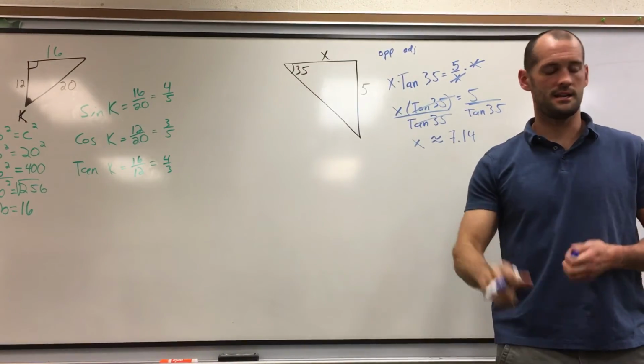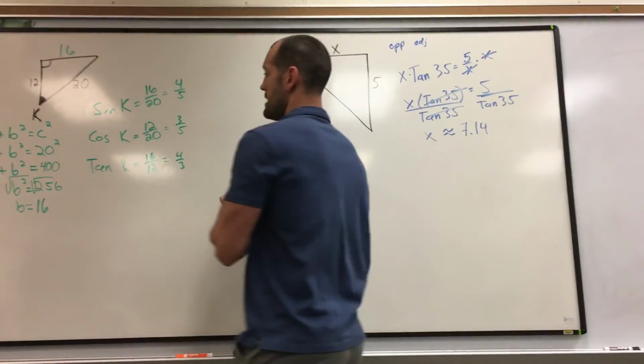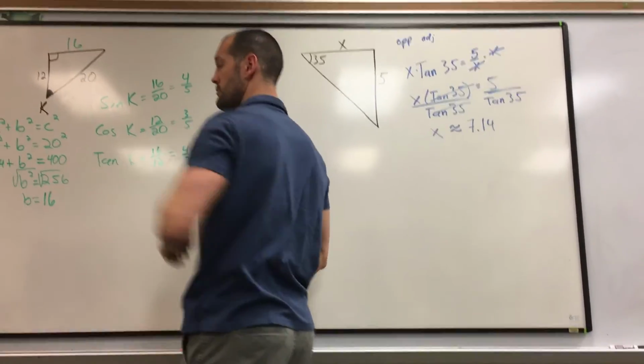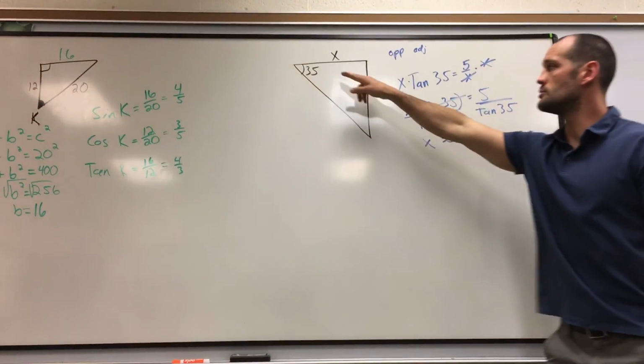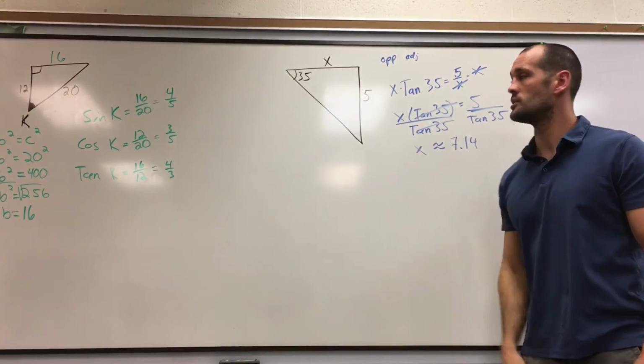And that is how you find the three trigonometric ratios of a triangle from one angle's vantage point, missing one side, and how you would solve for a missing side given an angle in a right triangle.